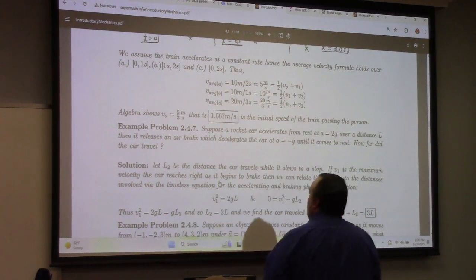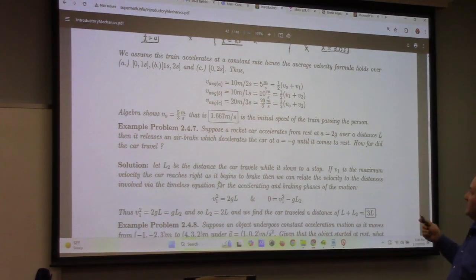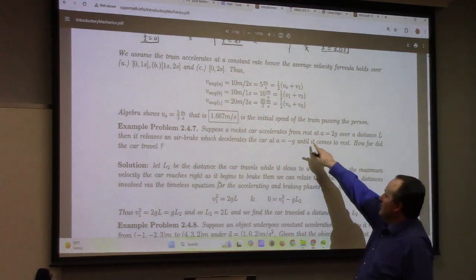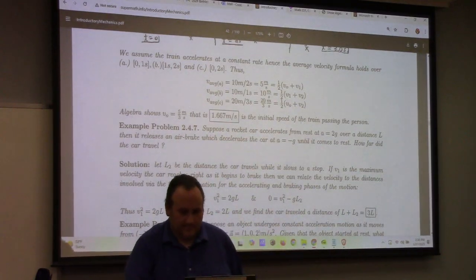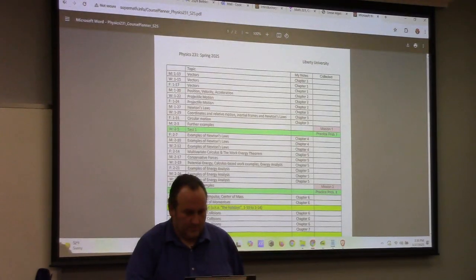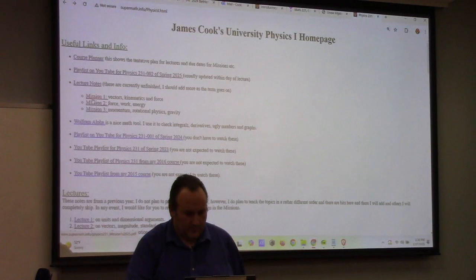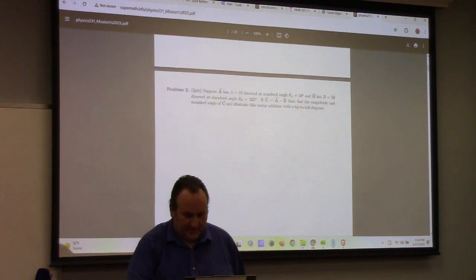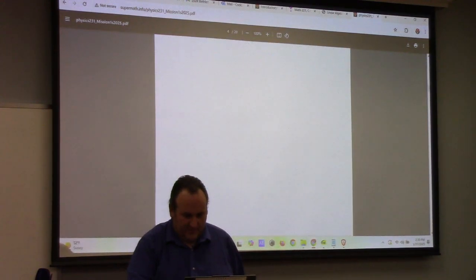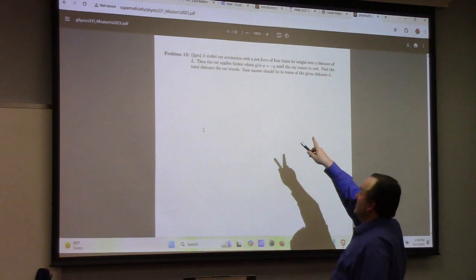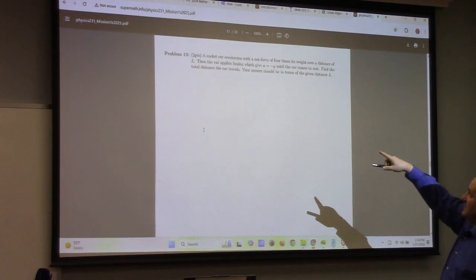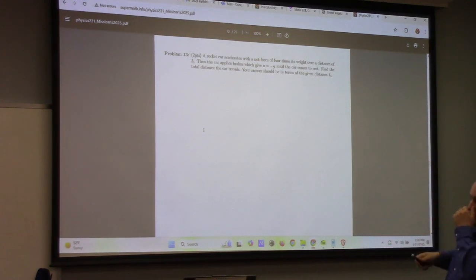Next example here. Suppose you have a rocket car. It accelerates from rest. So in your homework, I neglected to tell you it goes from rest. Which problem was that in the homework? See if I can find it right quick. One of you was talking to me about it today, and I was like, 13? Here, a rocket car accelerates with a net force of 4 times its weight over a distance of L. So what I forgot and neglected to say here is the car starts from rest. That is to be assumed here.